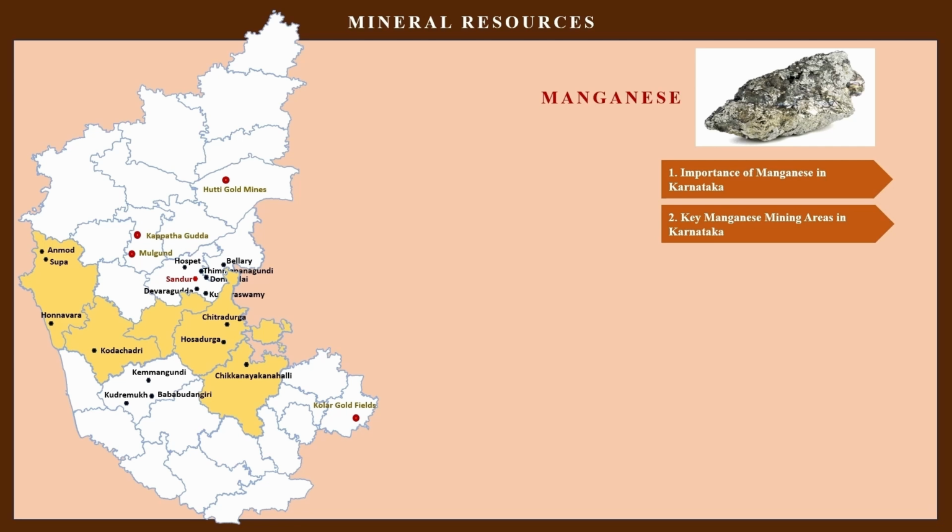Other districts with manganese deposits are the ones which are marked in yellow. That includes Shivamogga, Tumkur, Chitradurga, Davangere, and Uttar Kannada. But the demand for this manganese ore is presently a bit less.